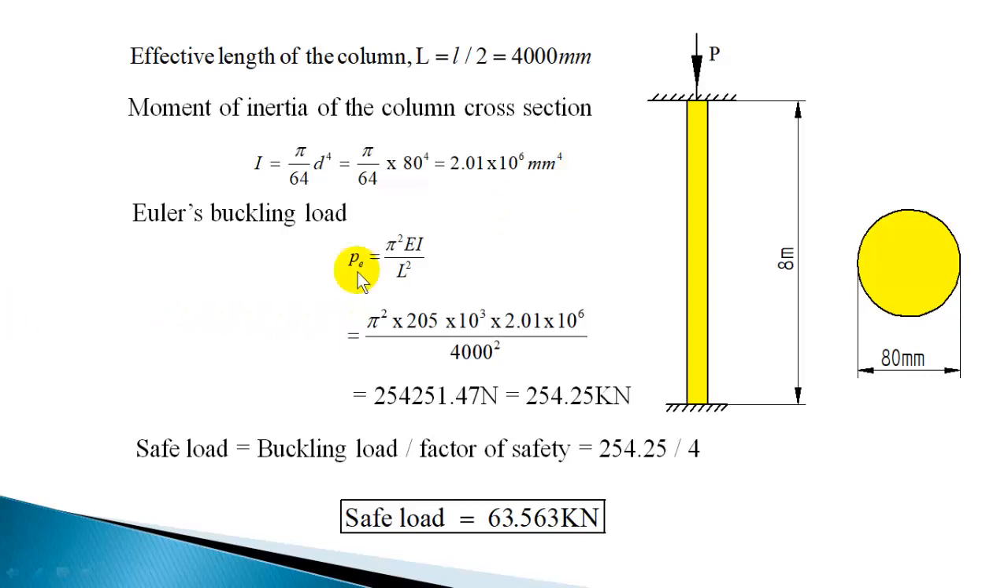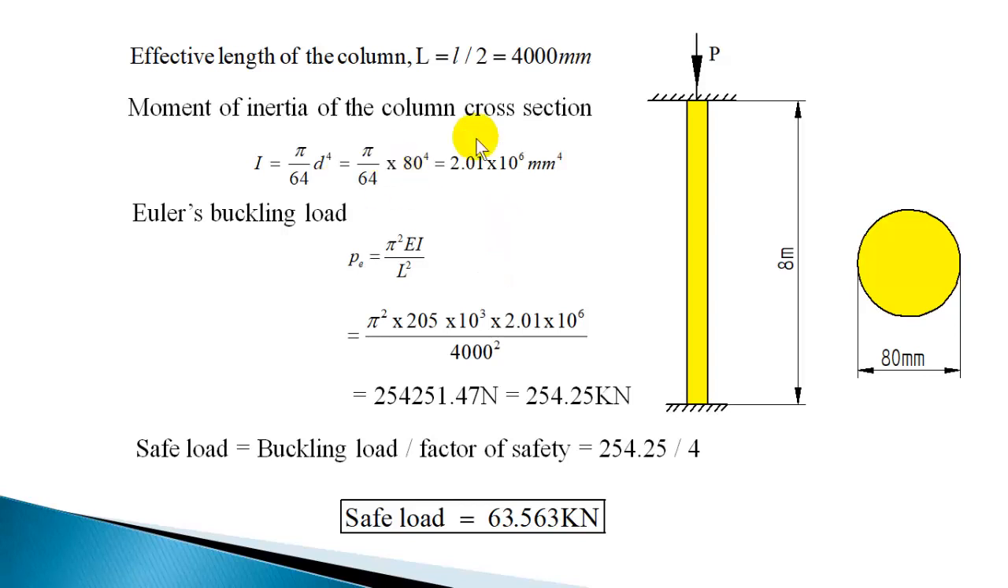Now Euler's buckling load is given by pi square EI by L square, where L is the effective length and I is the least moment of inertia of the column cross section. So in Euler's formula, always you should use least moment of inertia. In this case, with respect to whichever axis you take, either x-axis or y-axis, you will have same moment of inertia. But rectangular cross sections will have two different moment of inertia with respect to x and y axis.